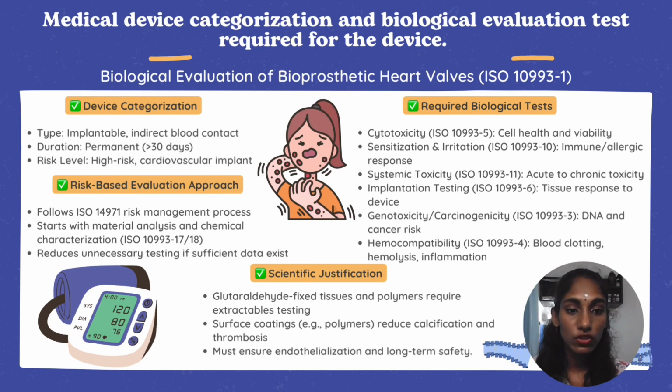Second is the required biological tests. Cytotoxicity, for cell health and viability. Sensitization and irritation, for immune and allergic responses. Systemic toxicity is for acute to chronic toxicity. Implantation testing is for tissue response to the device. Genotoxicity or carcinogenicity is for DNA and cancer risk. Hemocompatibility is for hemolysis and inflammation. Scientific justification: glutaraldehyde fixes the tissue and the polymer requires extractables testing. Surface coatings such as polymer will reduce calcification and thrombosis.